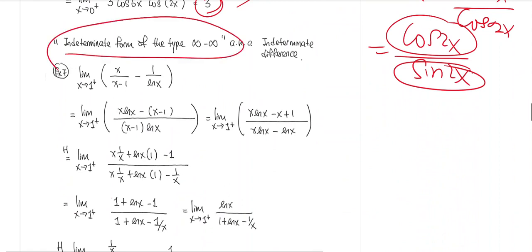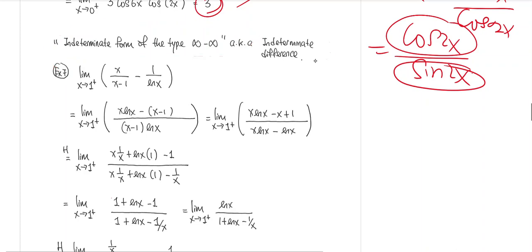There's another type of indeterminate form. Now this indeterminate form is a type of infinity minus infinity. This is also known as indeterminate difference. So you don't really know the answer to this right away. So we will have to do something about it. So indeterminate, simply because we don't really know. It's not something as simple as this where you can tell what's the answer.